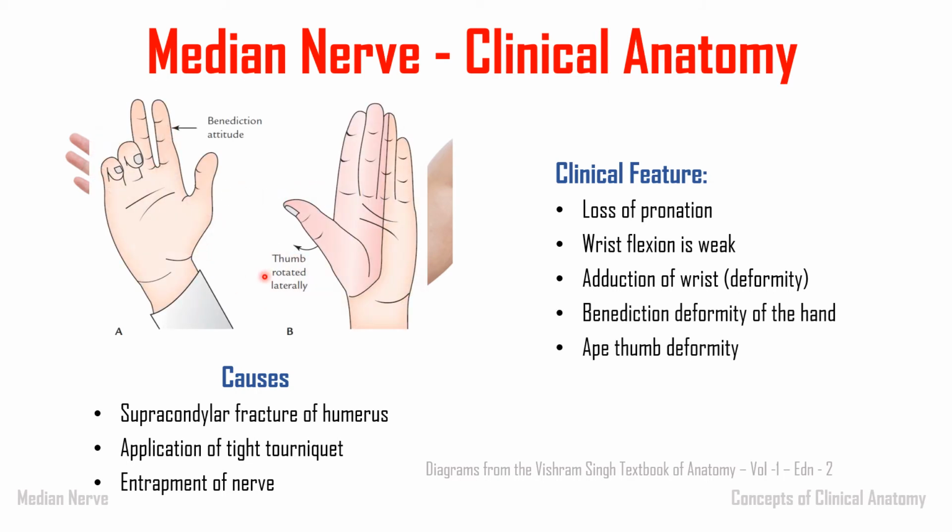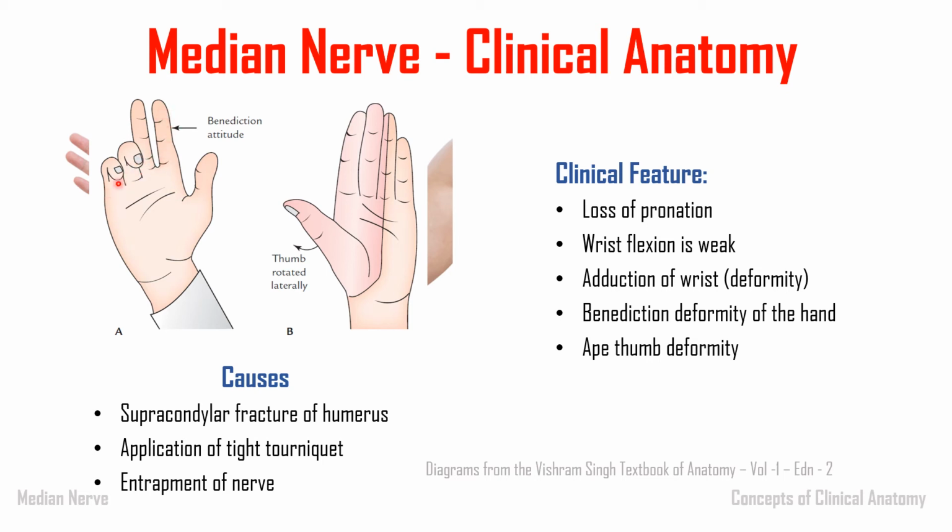Then there is a deformity known as Benediction deformity of the hand. When the patient tries to flex and make a fist, the index and middle fingers will remain extended, because the long flexor tendons of these two fingers are paralyzed. That includes the flexor digitorum superficialis, which is affected for all four fingers.